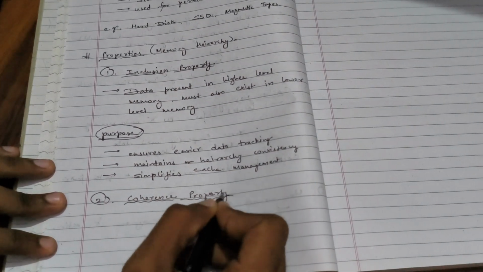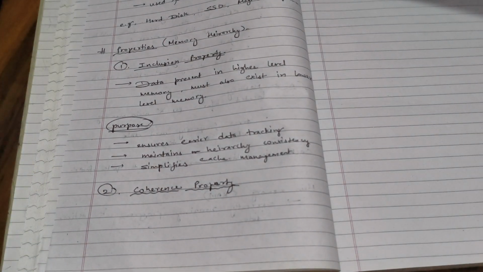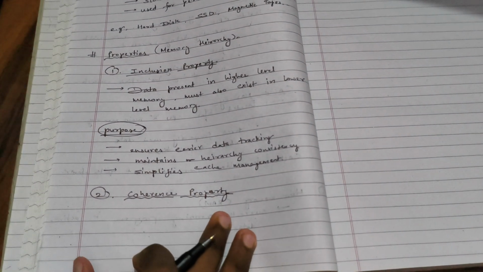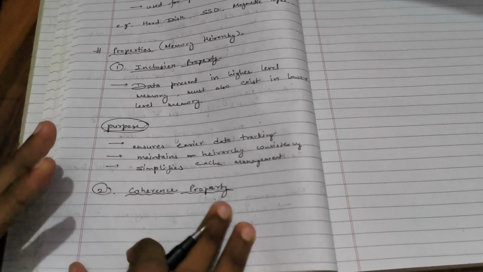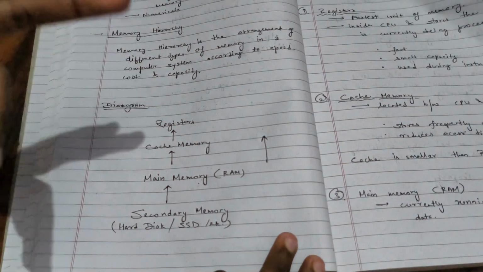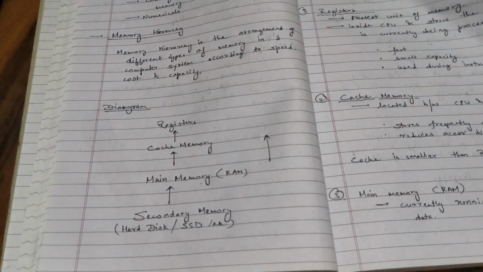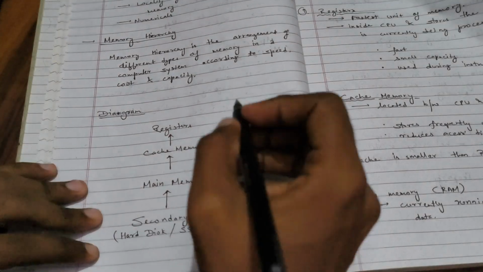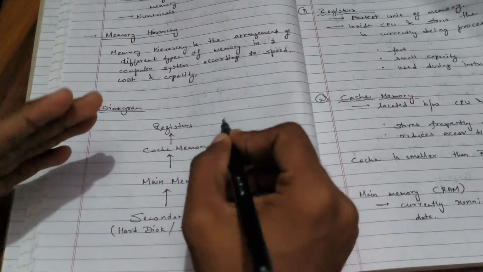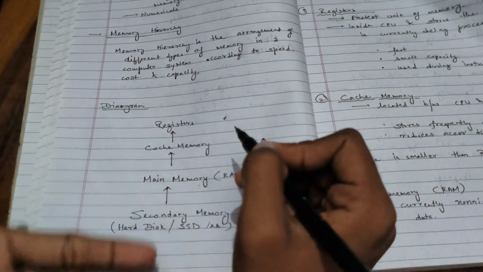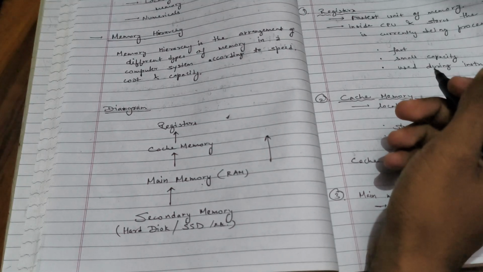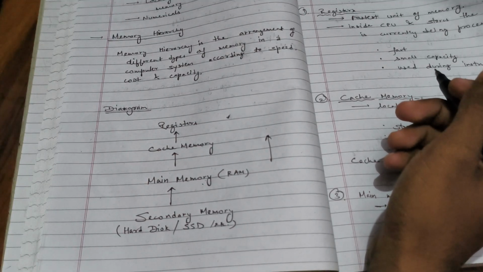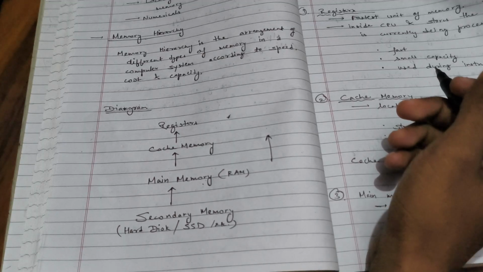Now, the coherence property states that if a data value is updated in one location, all other copies must also be updated. As I said earlier, for example, we are executing some data in the register, some computation is being done, and the data is updated. Now it is updated here in the register, but if it is not updated in the lower level of the memory, then if we execute some computation on that same data and call it again, we will get a wrong value.